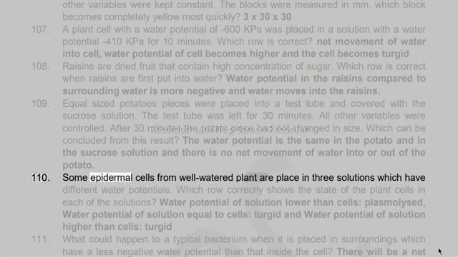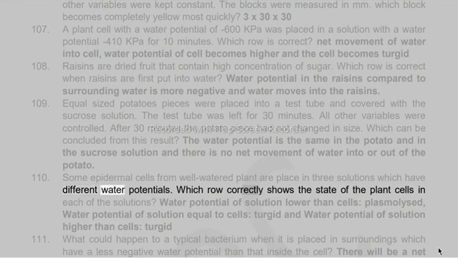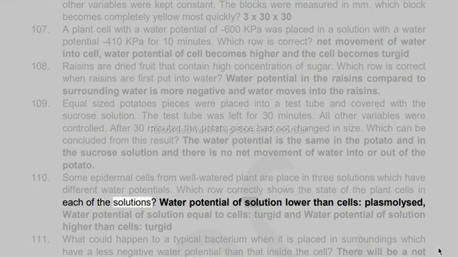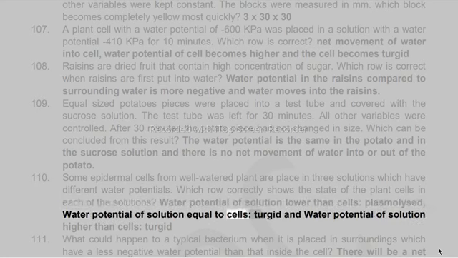110. Some epidermal cells from a well-watered plant are placed in 3 solutions which have different water potentials. Which row correctly shows the state of the plant cells in each of the solutions? Water potential of solution lower than cells, plasmolyzed; water potential of solution equal to cells, turgid; and water potential of solution higher than cells, turgid.